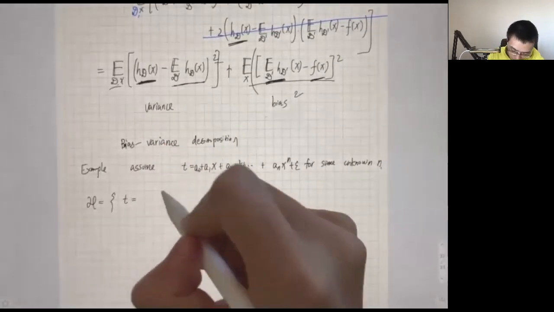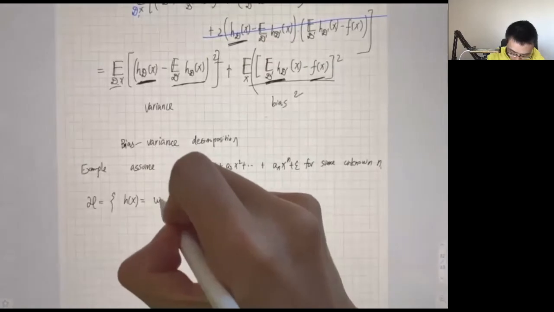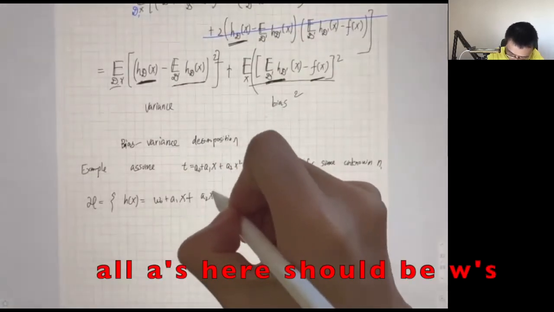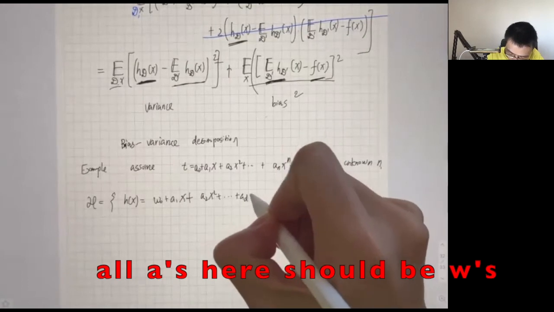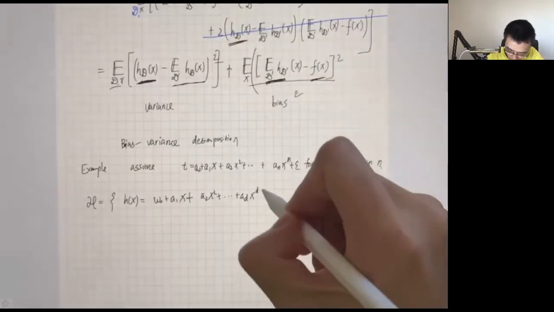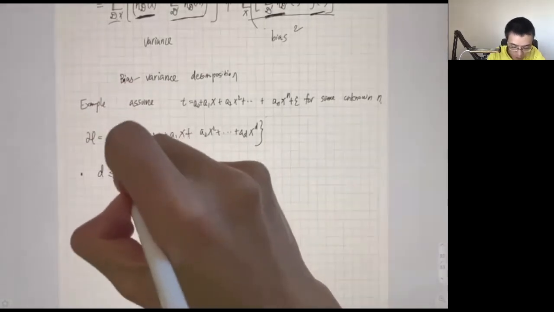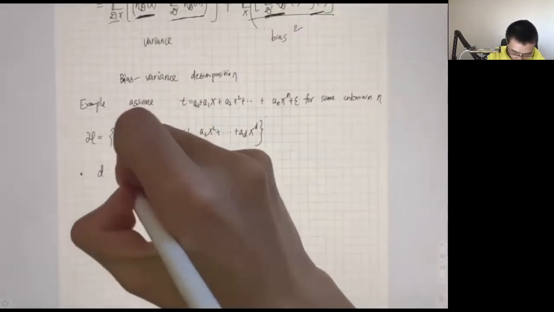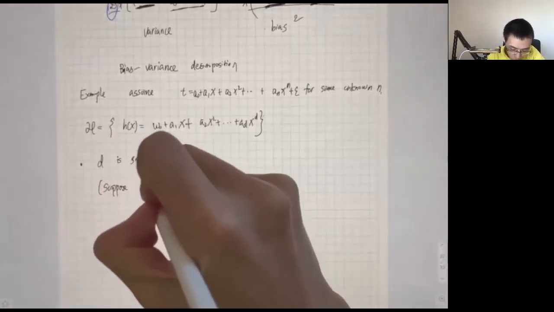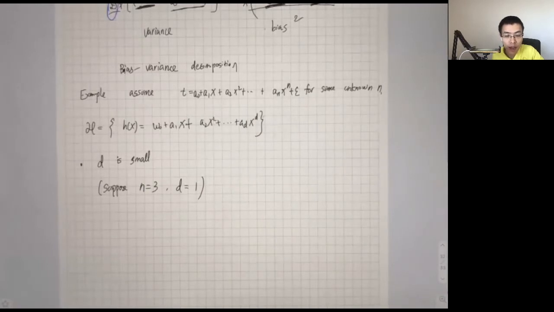So my hypothesis class is h of x equals some w0 plus a1 x plus a2 x^2 and so on and so forth until ad x^d. Plus, the prediction has no epsilon. Now what if d is less than or equal to n, or d is small? I say d is small. For example, suppose my true order is 3, and I model it by a linear curve, a linear line.